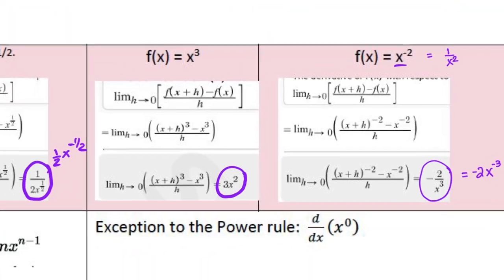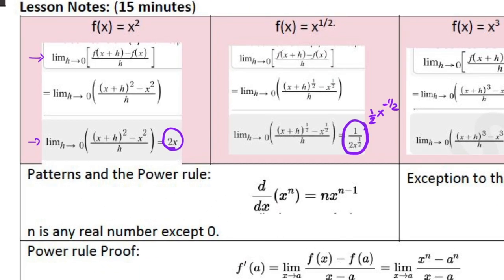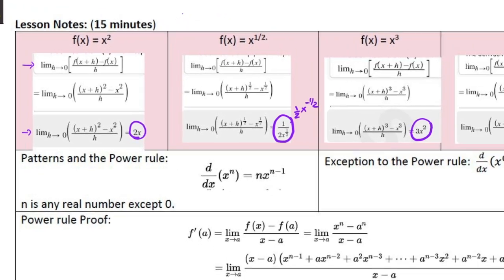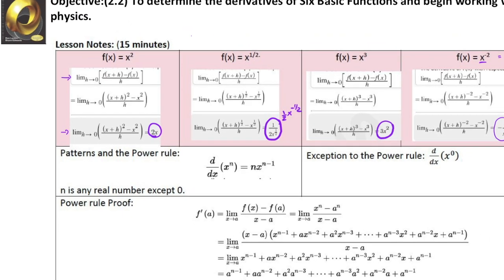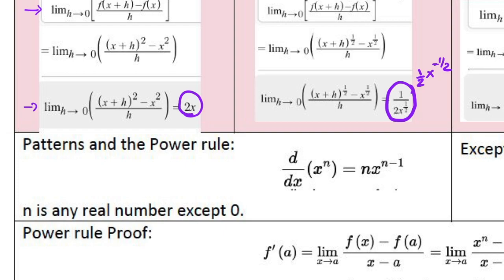So as you look at your patterns, what I'm hoping you see is that the exponent went down by 1 for each one of these problems. So the derivative is 1 power smaller than the 4 sample problems we have at the start. So there are beautiful patterns that are happening here. The pattern that we're looking at right now is called the power rule.